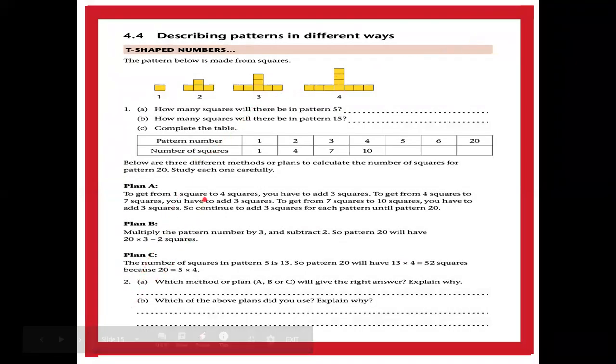Describing patterns in different ways. T-shaped numbers. The pattern below is made from squares. How many squares will there be in pattern 5? Okay, so let's first look here. Pattern 1, we have 1. Pattern 2, we have 1, 2, 3, 4. Pattern 3, we have 1, 2, 3, 4, 5, 6, 7. Pattern 4, we have 1, 2, 3, 4, 5, 6, 7, 8, 9, 10.